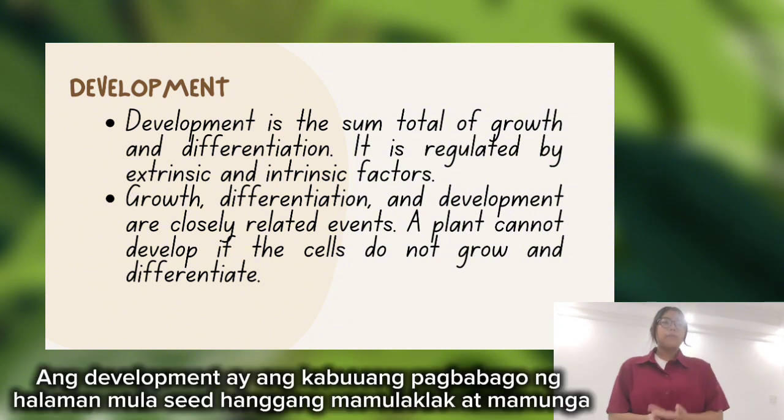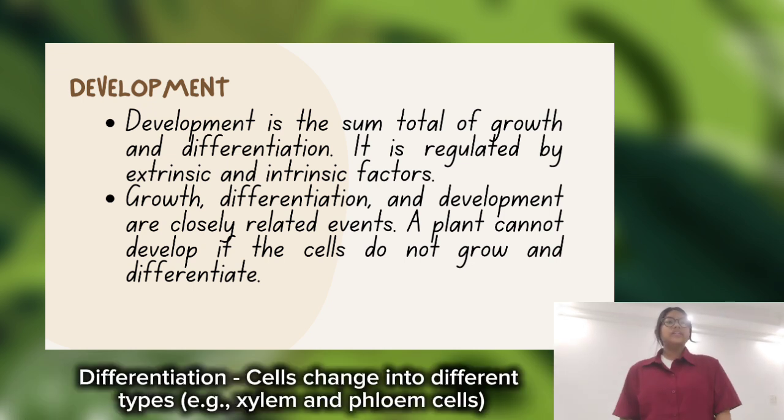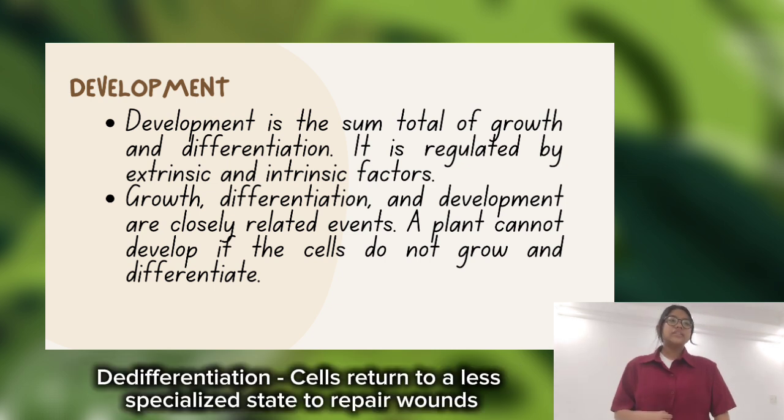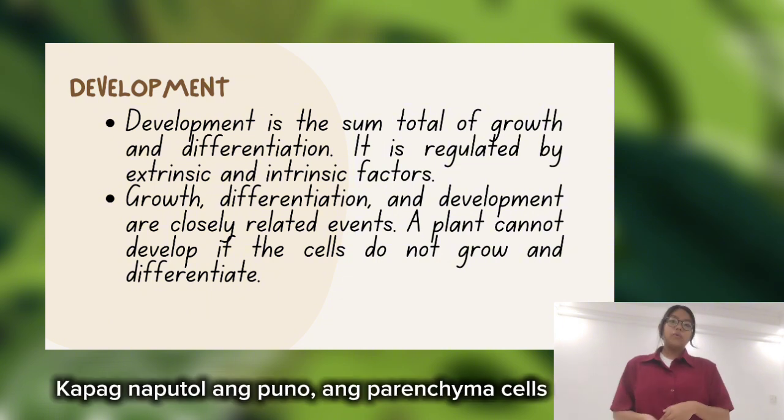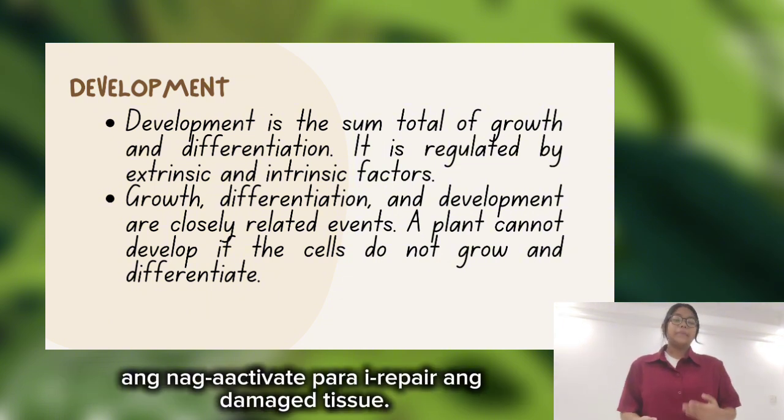Development ay ang kabuoang pagbabago ng halaman mula seed hanggang mamulaklak at mamunga. So differentiation naman ang cells change into different types like xylem and phloem cells. Dedifferentiation is when cells return to a less specialized state to repair wounds. So one situational example of this is kapag naputol ang puno, ang parenchymal cells ang nag-a-activate para i-repair ang damaged tissue.